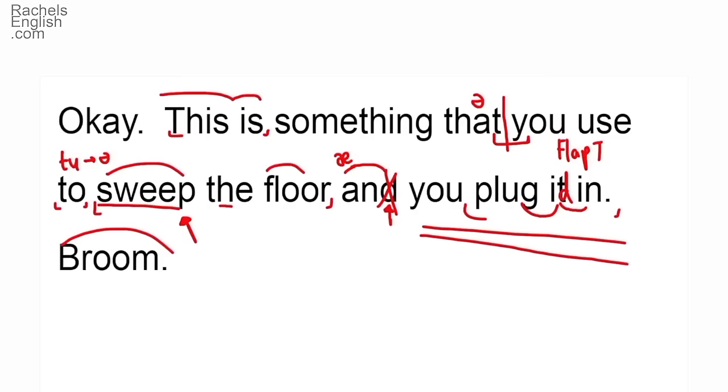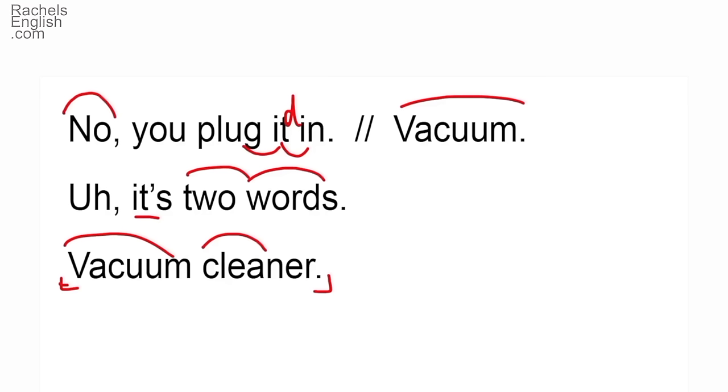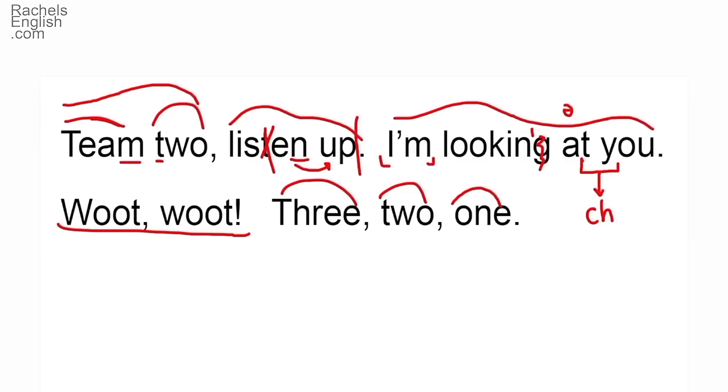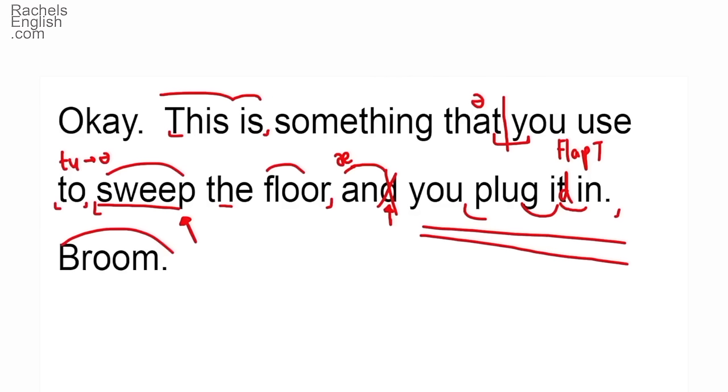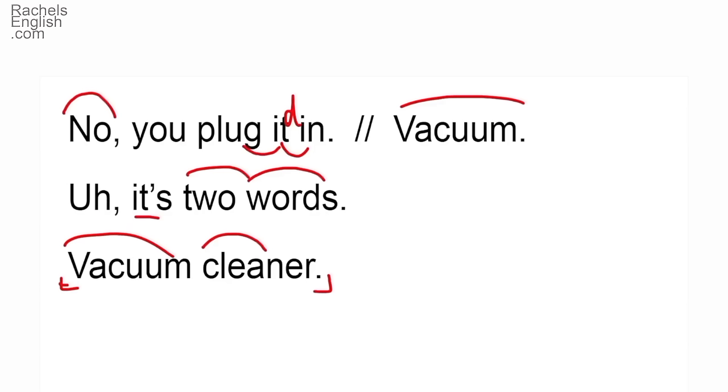And now the conversation three times. Team two, listen up. I'm looking at you. Three, two, one. Okay, this is something that you use to sweep the floor and you plug it in. Broom. No, you vacuum. It's two words. Vacuum cleaner. (Repeated again.)